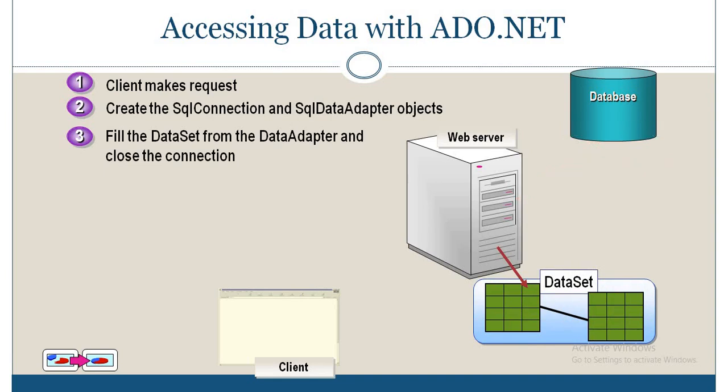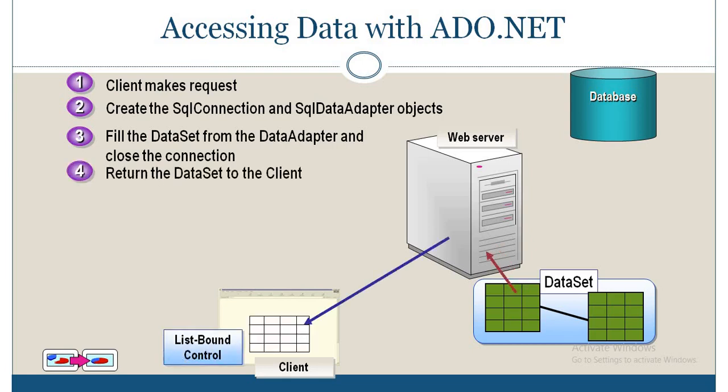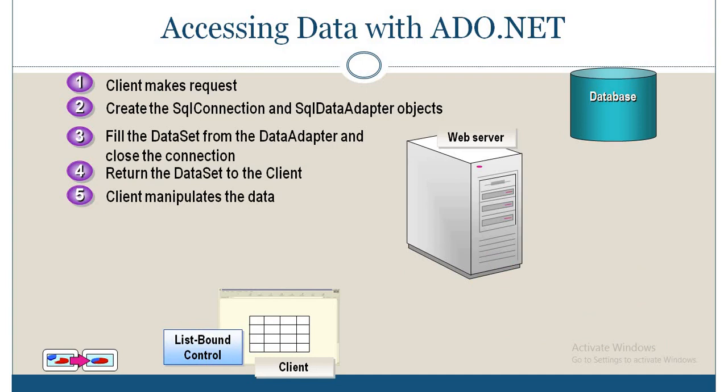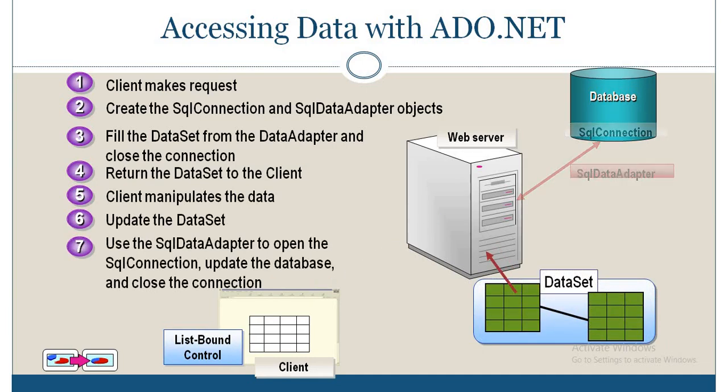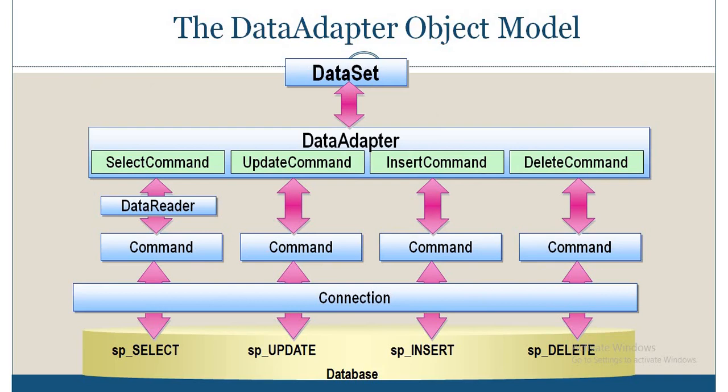The client makes the request, creates the SQL connection and SQL data adapter object, fills the dataset from the data adapter, and closes the connection. Return the dataset to the client. List of bound controls. Manipulate the data, update the dataset using the SQL data adapter to open the SQL connection, update the database and close the connection. In the dataset, they are using the following process.